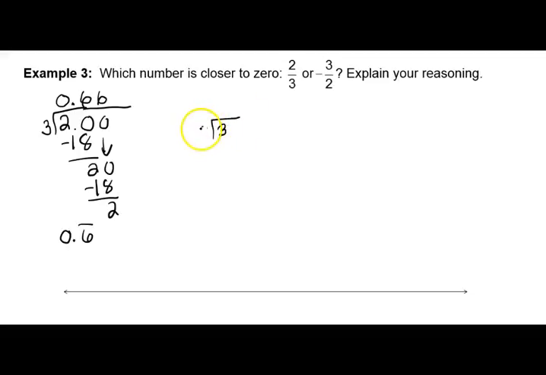3/2, 3 divided by 2. 2 goes into 3 once, which is 2. We have 1 left over. Add our decimal and a 0. Bring your 0 down. And how many groups of 2 go into 10? 5. So -3/2 would be -1.5. So to figure out which one is closer to 0 on the number line, I'm going to graph down here.